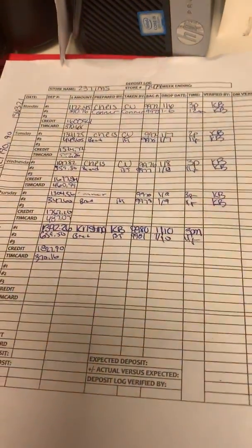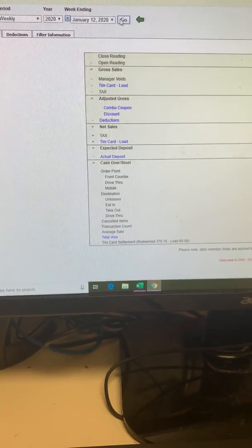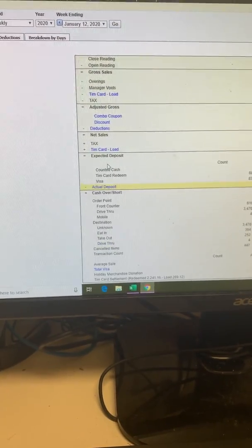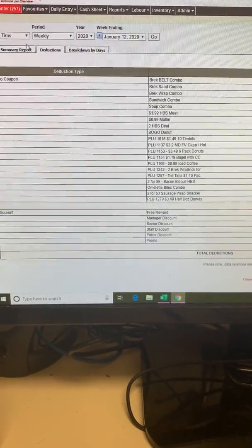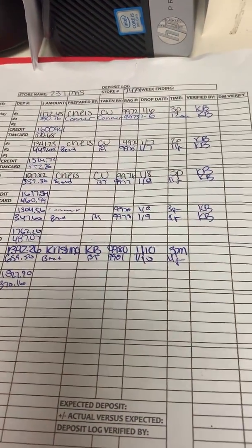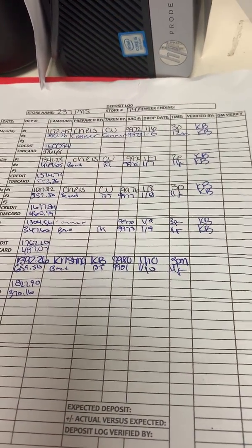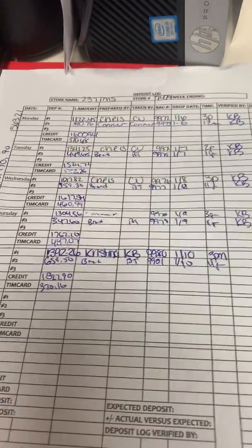With your deposit logs, you need to have the cash sheet summary for the week. Drop down this actual deposit, print this. Deductions, print this, staple the two together. That should go with your deposit log. You should have all your credit card slips with this. You should have all your TIM card slips, and you should have all your deposit slips with this.